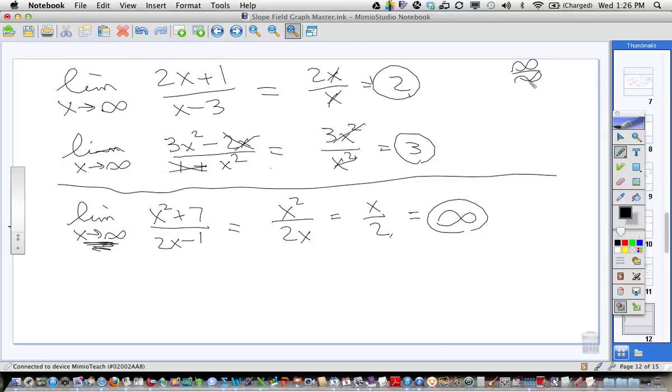Well, why? This one's going to infinity and this one's going to infinity, but why is it not 1 if they're both going to infinity? This one's going to infinity twice as fast as the bottom. So when you get into these infinity problems, it's not only what's getting big, but what's getting big faster. It's the rate that they're getting big.